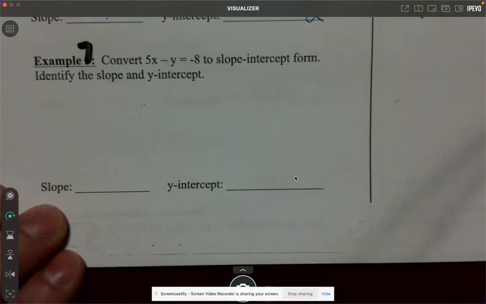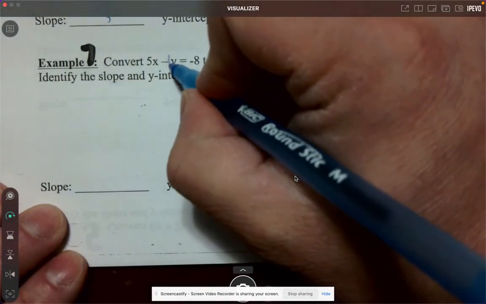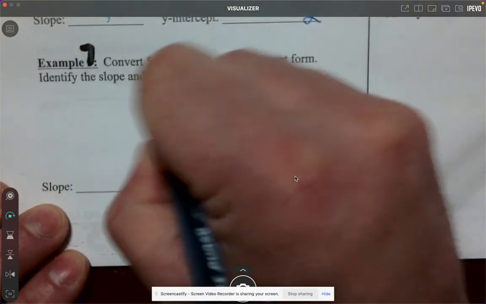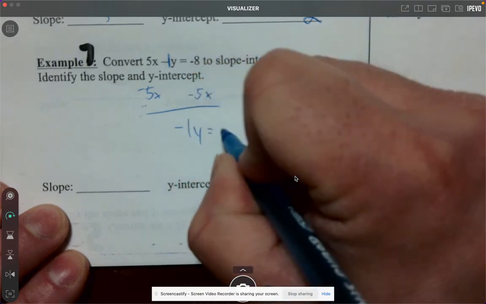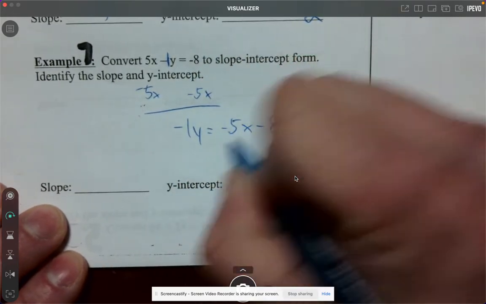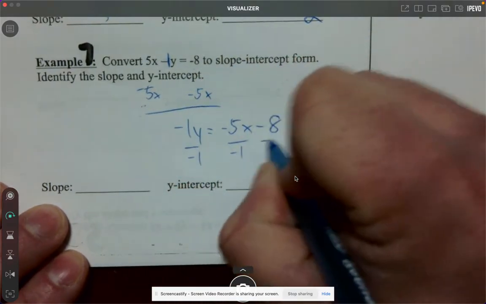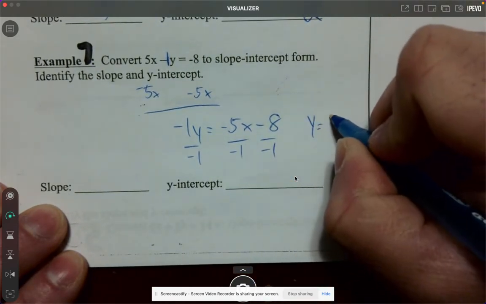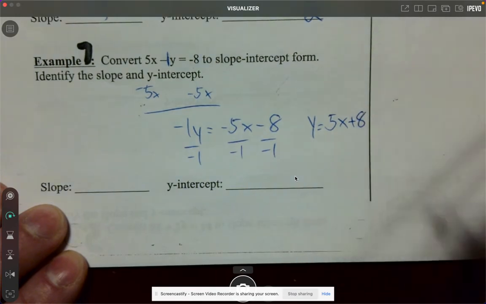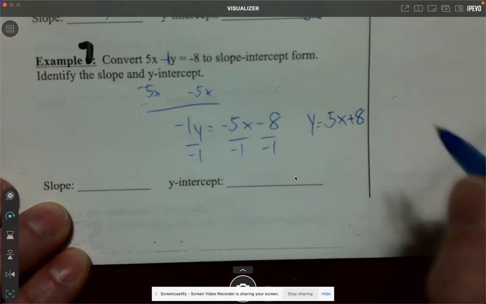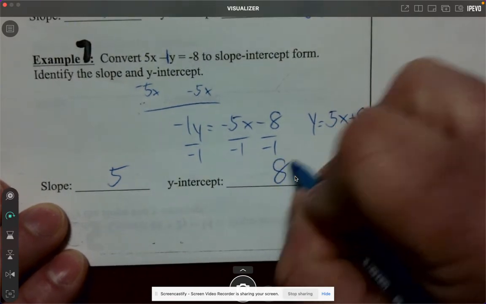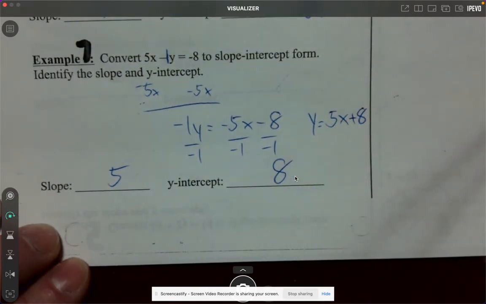Number 7, hopefully you saw the assumed negative 1 there. So I minus 5x on both sides. Negative 1y equals negative 5x minus 8. Divide everything by negative 1. And I'm left with y equals 5x plus 8. So my slope, hopefully you put here, is 5. My y-intercept is 8. And that's how I convert those.